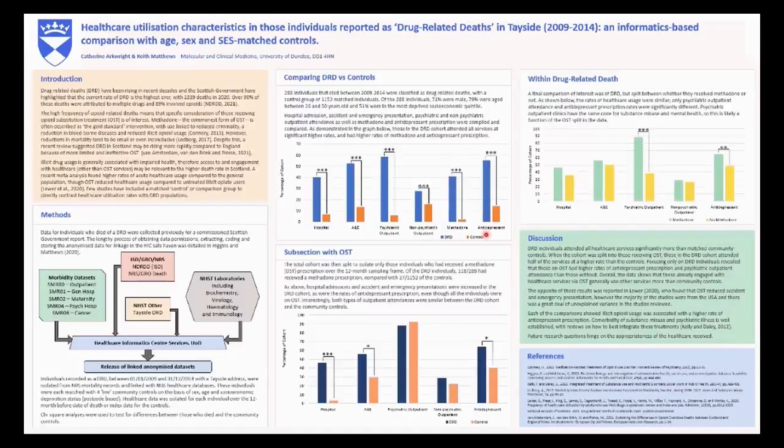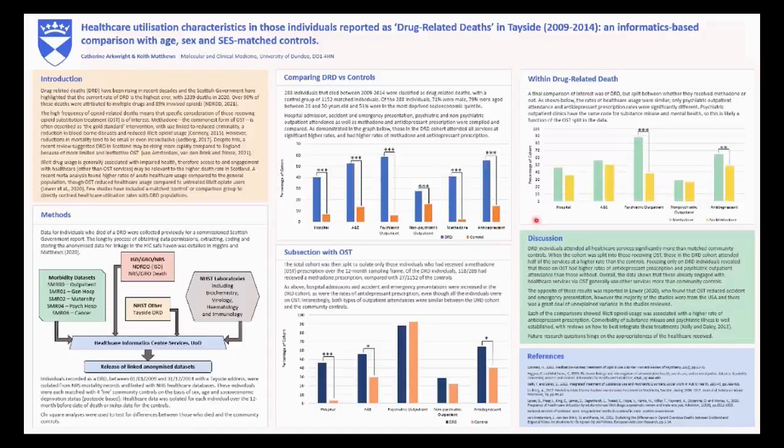This second graph focuses only on the individuals that received a methadone prescription, and again highlights that the individuals that died attended hospital and accident and emergency services at higher rates. Again, the individuals that died also had a higher rate of antidepressant prescription, even though these individuals all belong to a high-risk subgroup of individuals receiving an OST prescription.